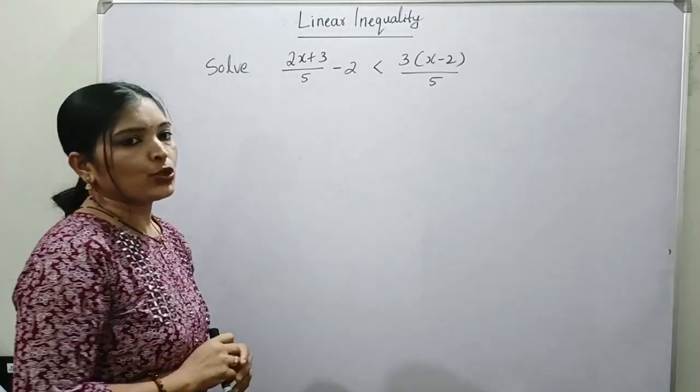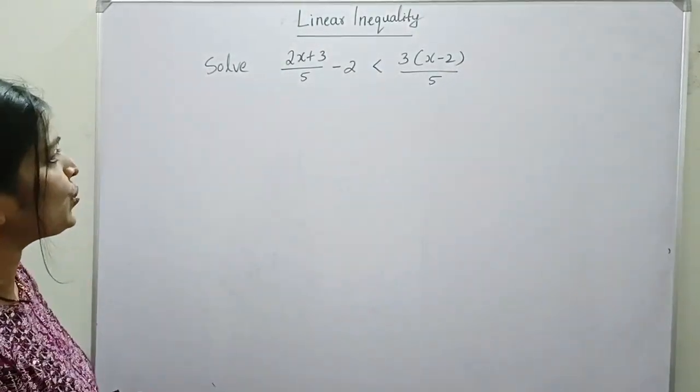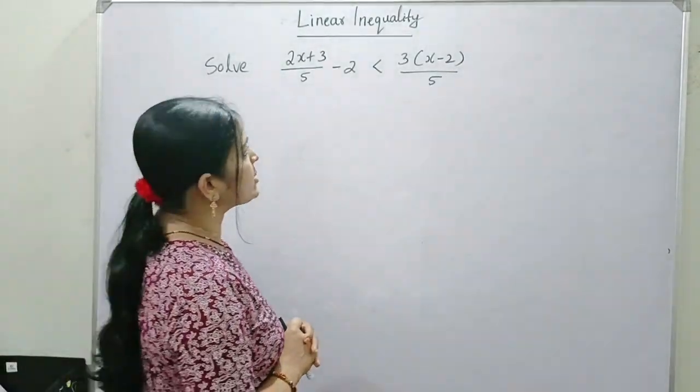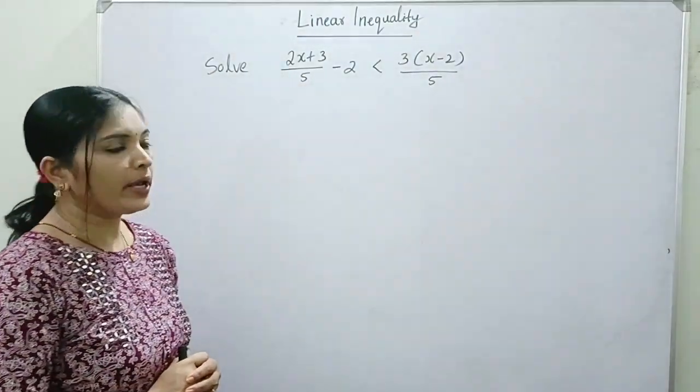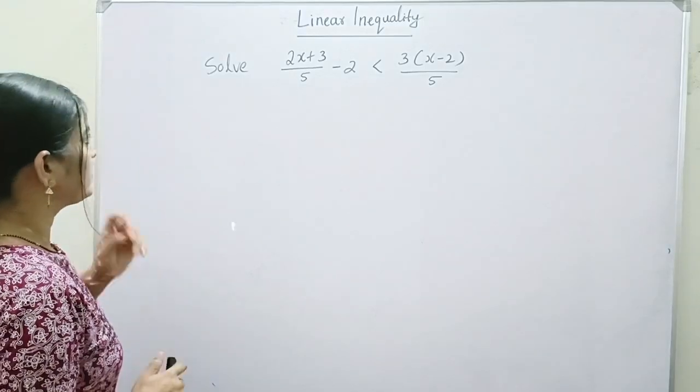Okay. Let us go to next question. Solve (2x+3)/5 - 2 < 3(x-2)/5. Okay. So here we will find the range of x by solving this one.